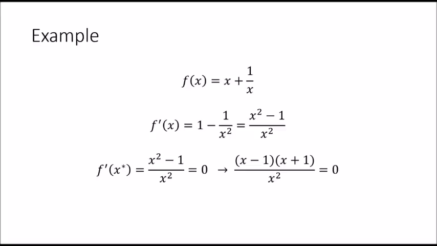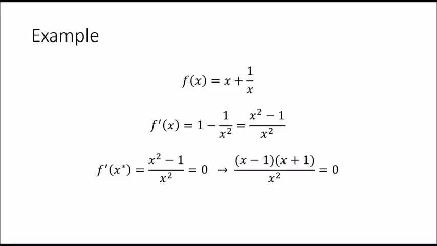At any point where the numerator is 0, the first derivative is also going to be 0. So once I've factored x squared minus 1 into x minus 1 times x plus 1, I know that the first factor implies a critical point at x equals 1. And the second factor implies a critical point at x equals negative 1. So we've found the critical values where the derivative is equal to 0.